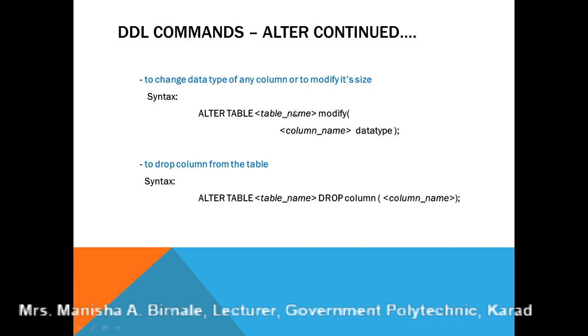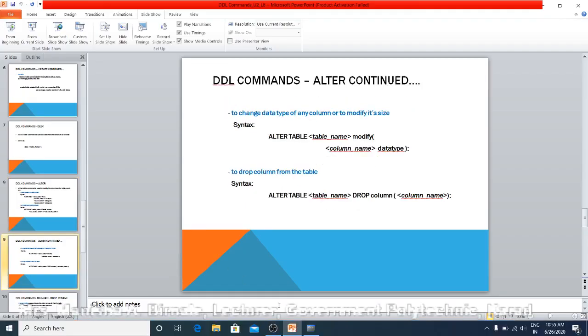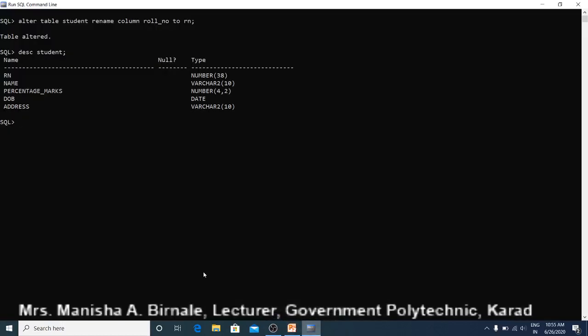Then in front of it you have to write the table name and use the keyword modify, and in brackets you have to write the name of the column which is already existing, and you have to write the new data type of that column. So let us see. So here address is our column and its data type is varchar 10. You want to change the length of this data type. You want it as varchar 20. So let us do it.